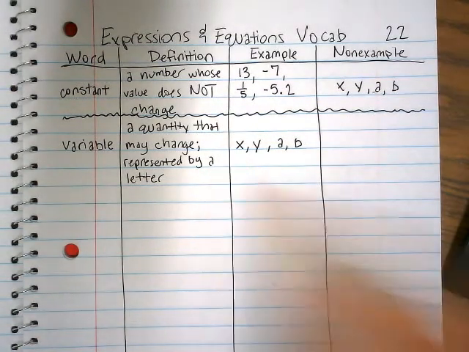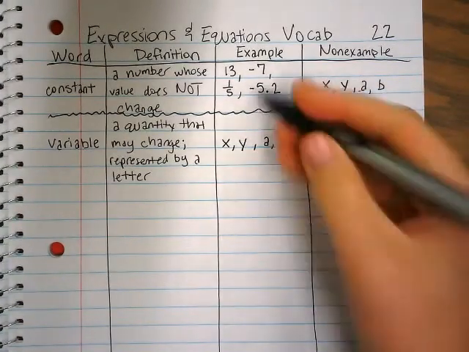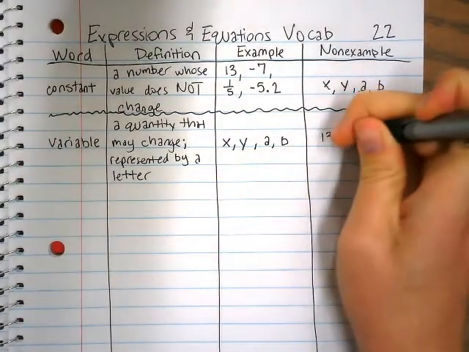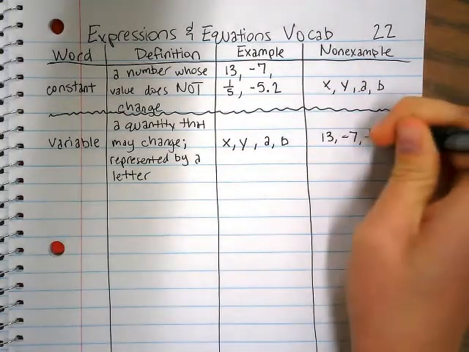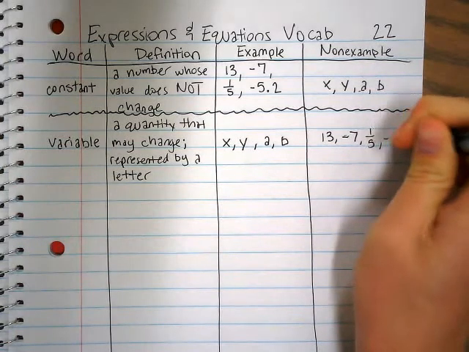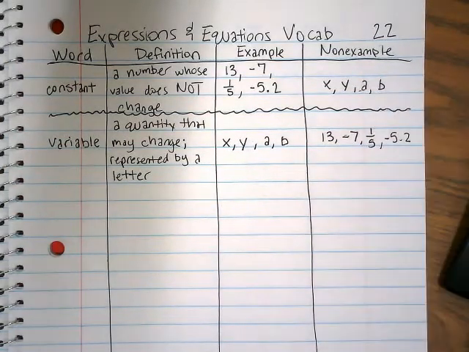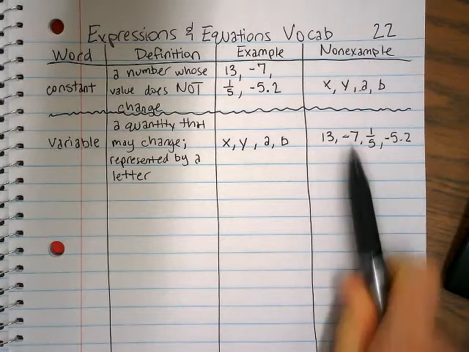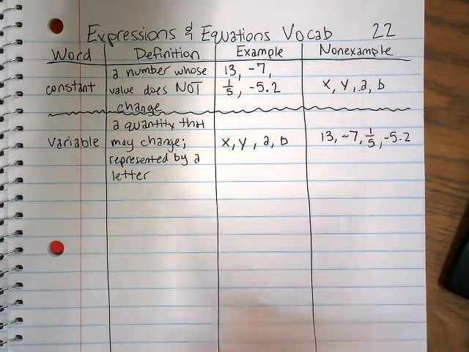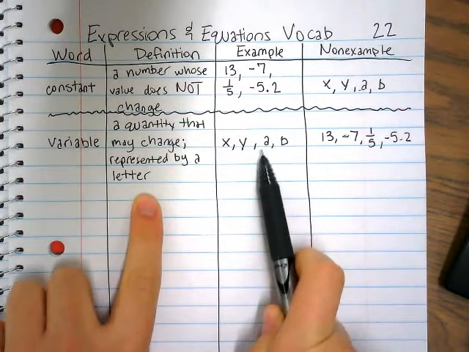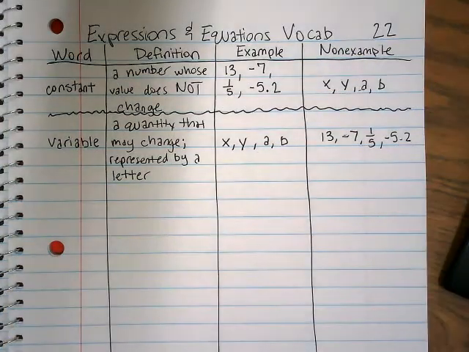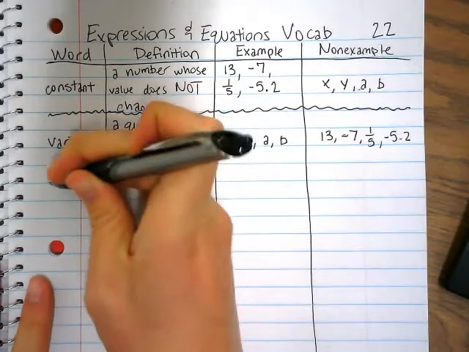So some non-examples would be just our numbers, kind of like what we wrote down for constant. 13 is not a variable, it can't change. Same with -7, 1/5, -5.2. Those are all constants that have the same value. They will not change. But a variable is a quantity that may change, and it's represented by a letter. Once you've got that written down, you can go ahead and do that squiggly line again.